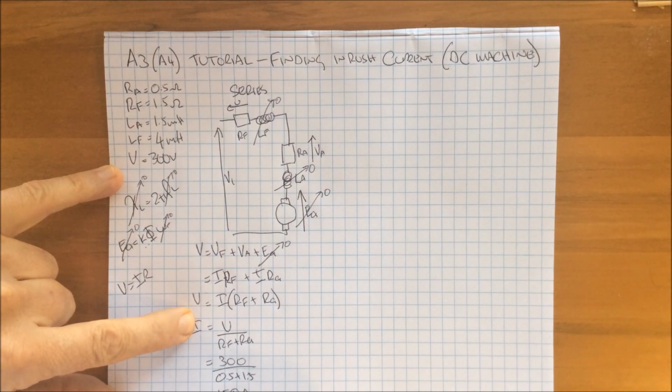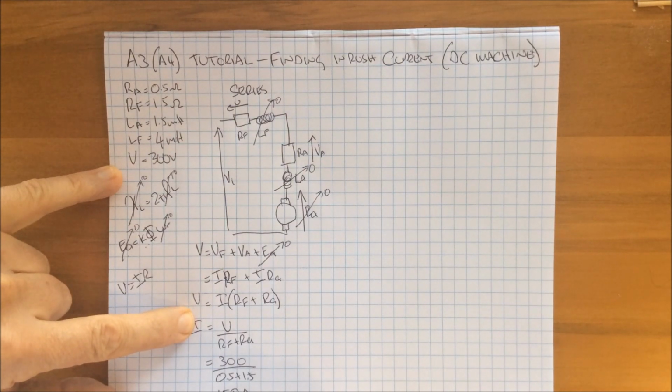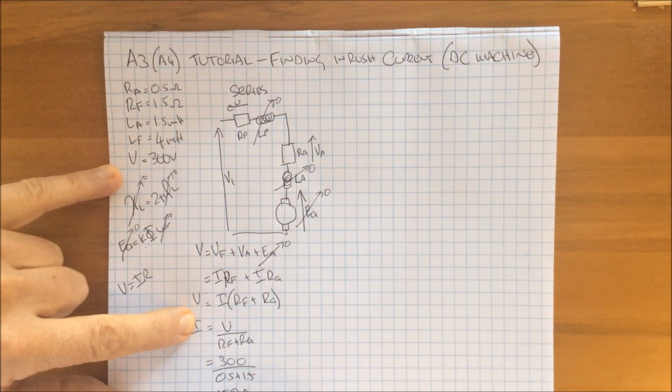150 amps is a lot of current, quite possibly enough to destroy the machine, which is why the way we start a DC machine is not simply to slap the power on it if it's a decent sized machine. And I'll talk more about that in another tutorial.